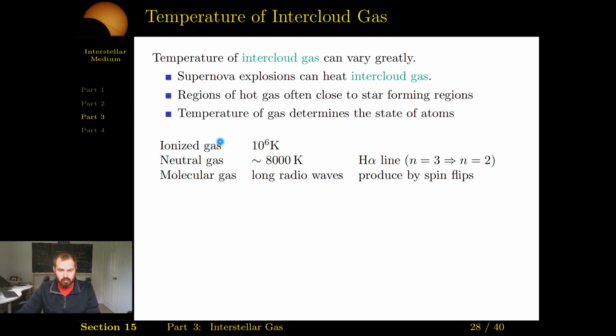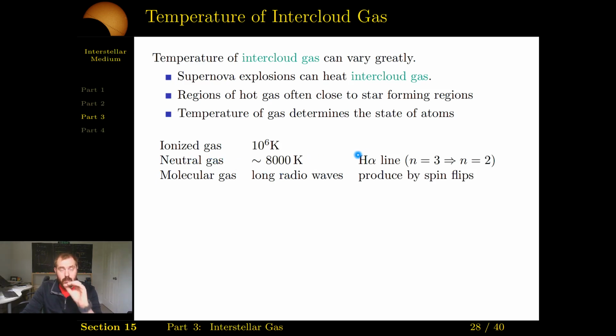We can have ionized gases. And an ionized gas, what we're mostly saying is hydrogen with no electrons. That's going to be the bulk of what we're talking about. Hydrogen with no electrons, so just this charged particle floating around. And these things are going to be upwards of a million Kelvin. Cool down a little bit, get away from the big explosions, and you're going to find sometimes a lot more neutral gases. And that's where they tend to glow at around 8,000 Kelvin.